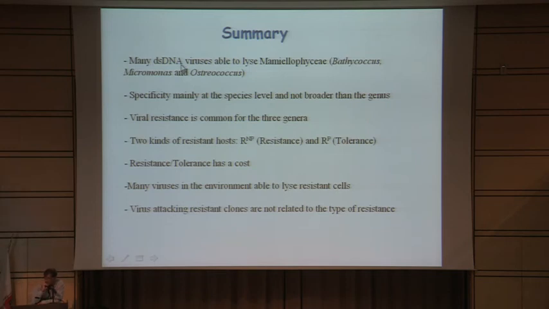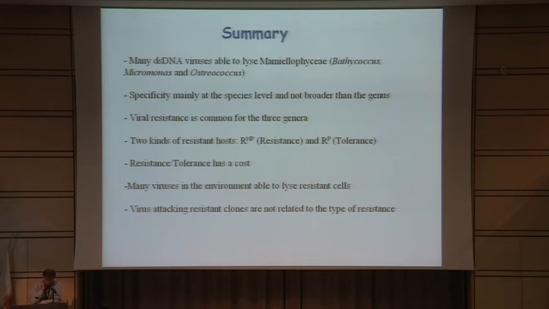these Mamiellophyceae algae, so there are 3 genera. The specificity is mainly at the species level, and we never found any virus which is able to lyse 2 different genera, even if these genera are closely related phylogenetically. The viral resistance is a very common phenomenon in the 3 genera.